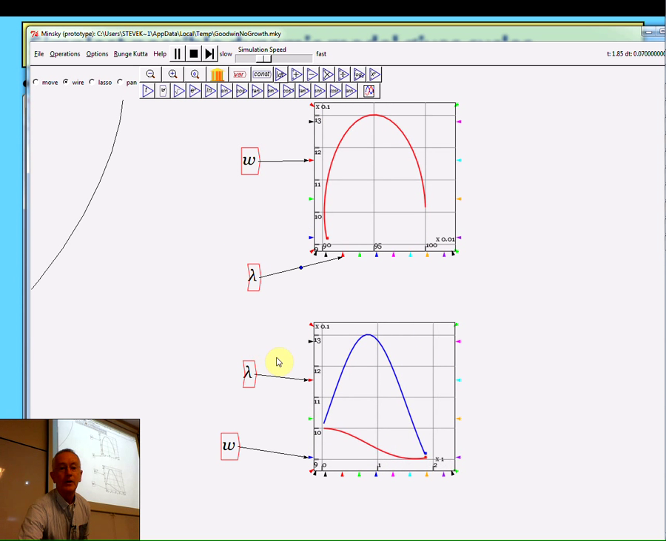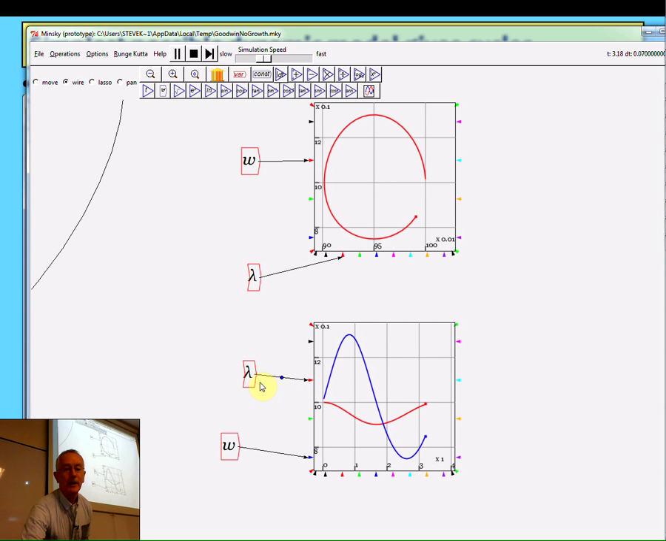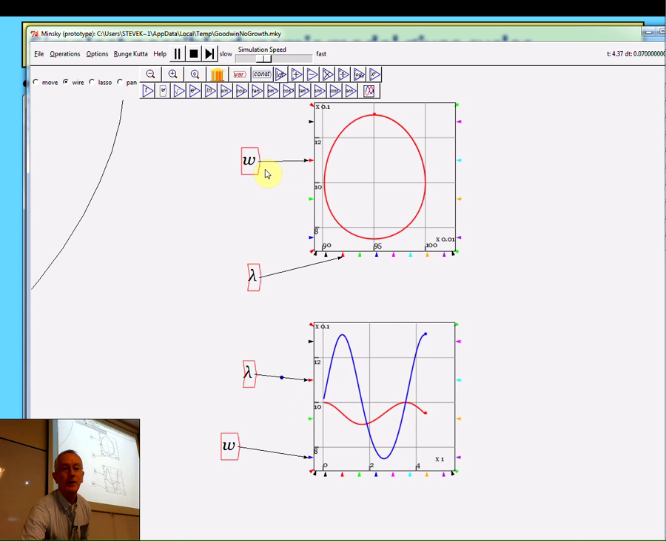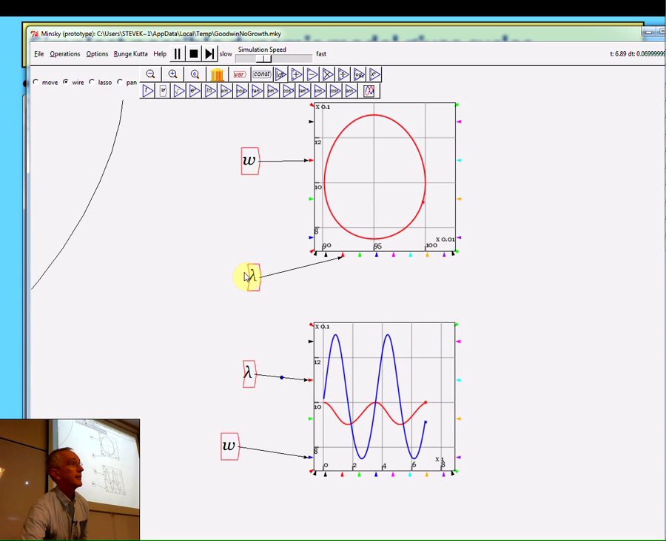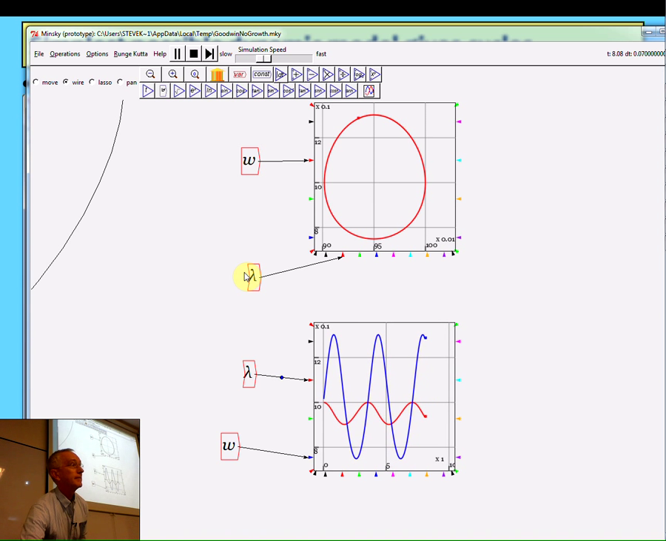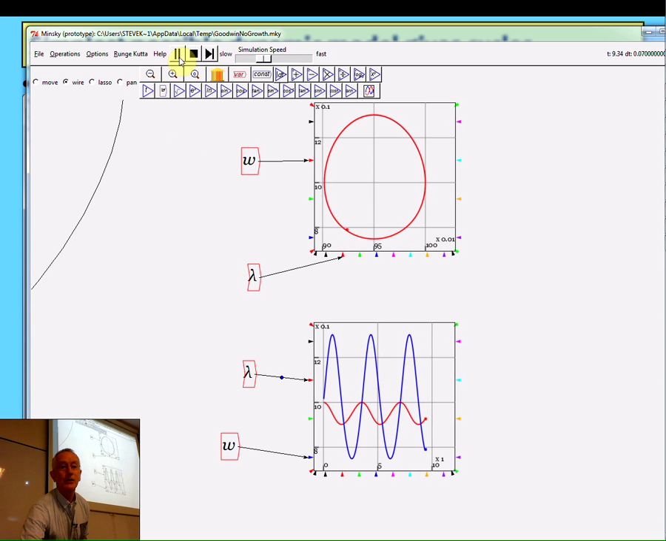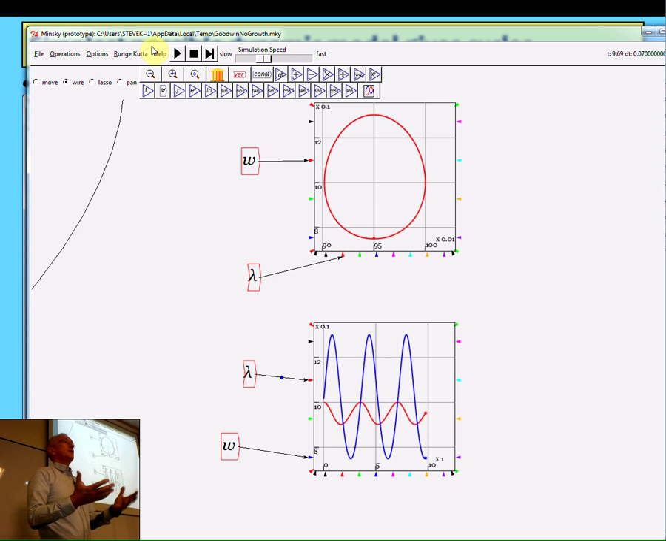Then the bottom graph is lambda and W against time. The top graph is W, the wage at time T, against lambda at time T. Okay? So that's the logic there. So phase diagrams are an important part of how you analyze a dynamic system, and that's how you build a phase diagram, two-dimensional only, in Minsky.